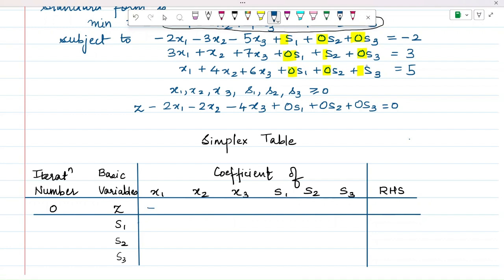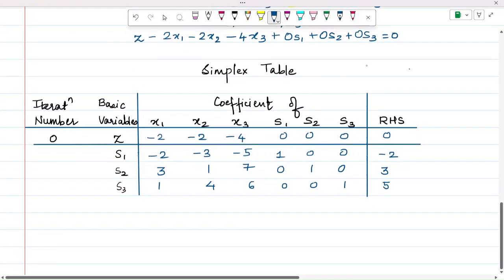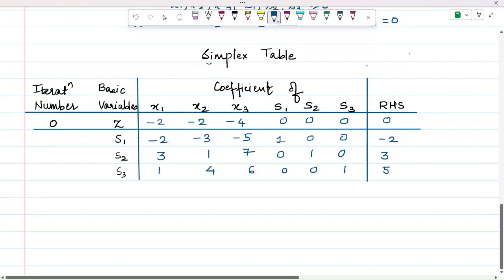So starting with the coefficient of x1, it's -2, -2, -4. Then you have 0, 0, 0. RHS is also 0. For the S1 row, you will take the constraint number 1, that's -2, -3, -5, 1, 0, 0. RHS is -2. Constraint number 2 for the next row, 3, 1, 7, 0, 1, 0, and a 3 on the RHS. You have a 1, 4, 6, 0, 0, 1, and a 5 over here. I hope things are clear till here. We have prepared the first basic simplex table.